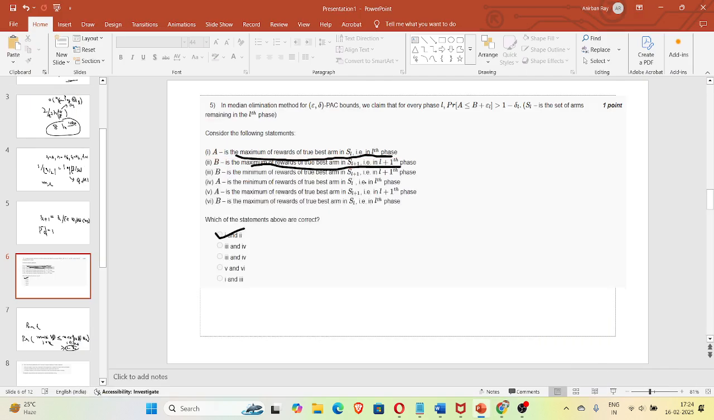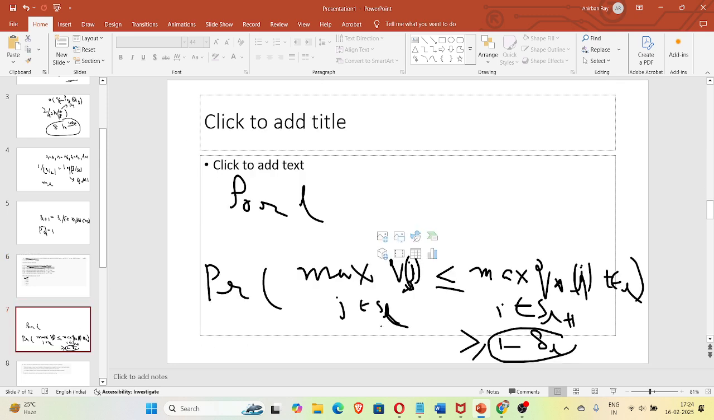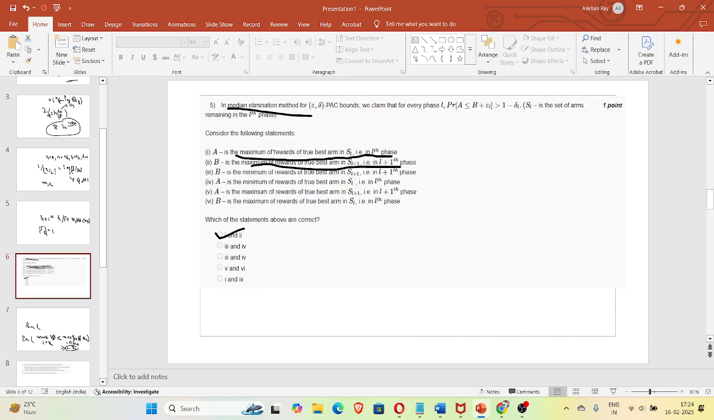We were covering the PAC bounds and the median elimination method. For this expression to be true, what will be the statements A and B? Given from the expression, you can see this is the good situation to get our optimal arm, and this is maximizing the maximum of the reward of the true best arm.